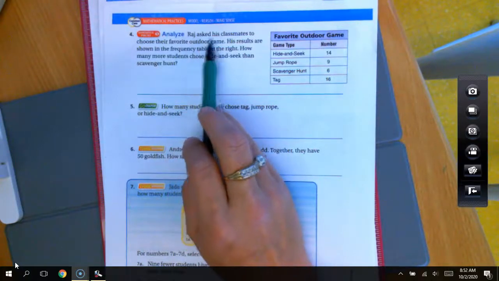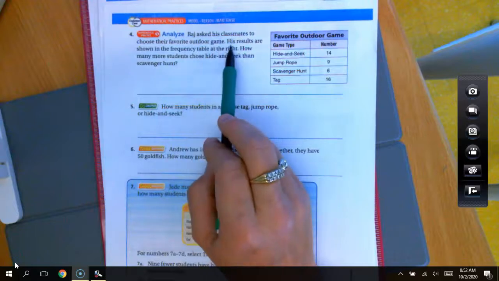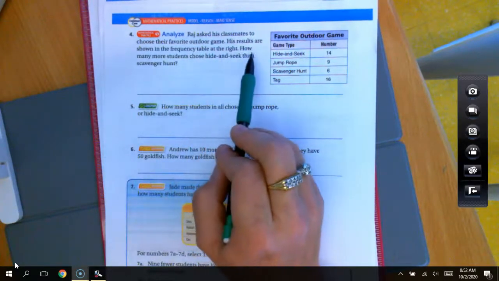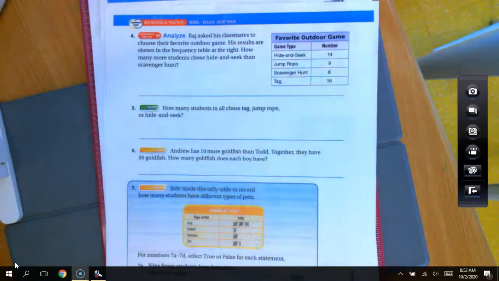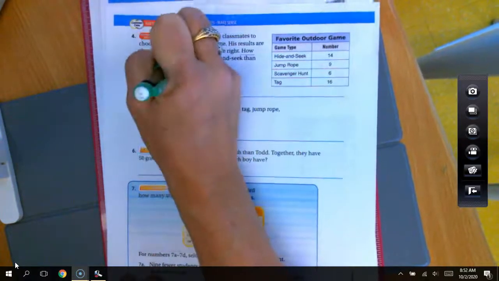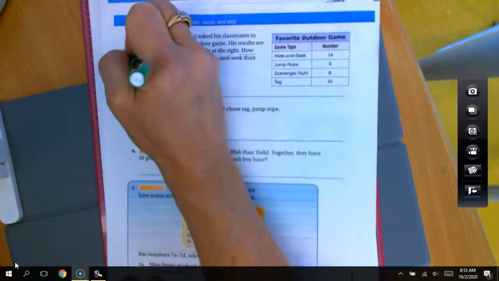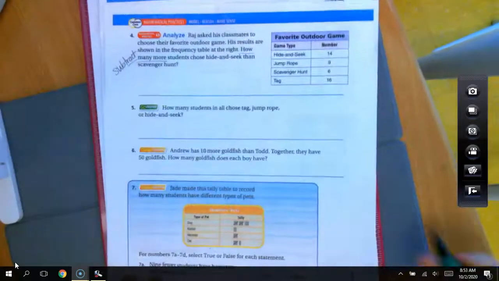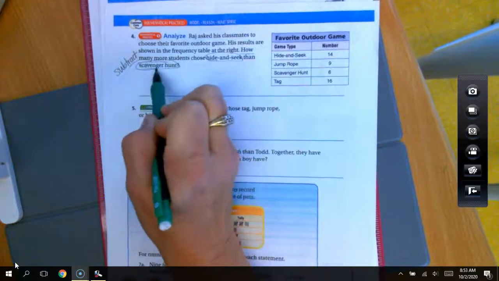It says Raja asked his classmates to choose their favorite outdoor game. His results are shown in the frequency table at the right. How many more students chose hide and seek than the scavenger hunt? Well, my question says, how many more? Boys and girls, those are clue words. To do what? You guessed it, subtract.